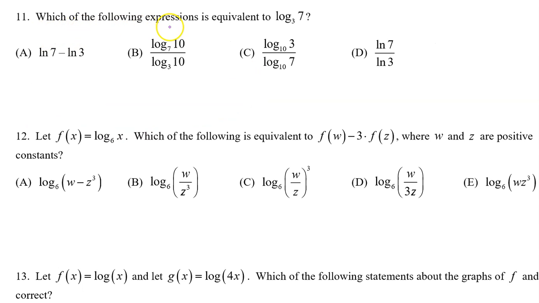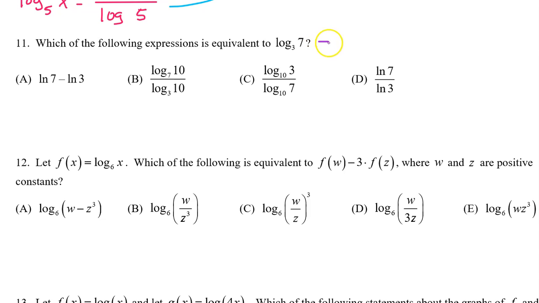Number 11, which of the following expressions is equivalent to log base 3 of 7? Let's use the change of base formula again. I can rewrite this as a quotient of 2 logs. So I'm going to have log over log. Which of these numbers will end up in the numerator? The 3 and the 7, where do they go? The 3 is low, so it's going to stay on the denominator. The 7 is a bit higher than the 3. It will end up in the numerator. That's just how I remember it.